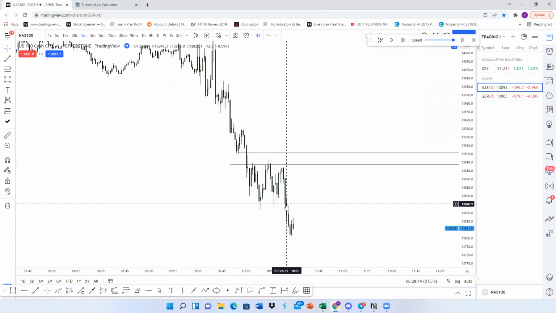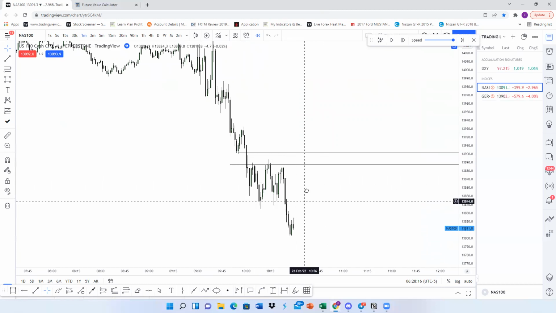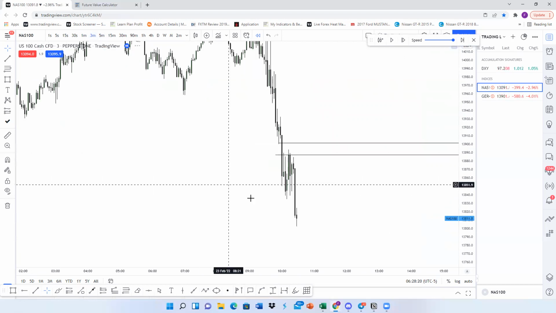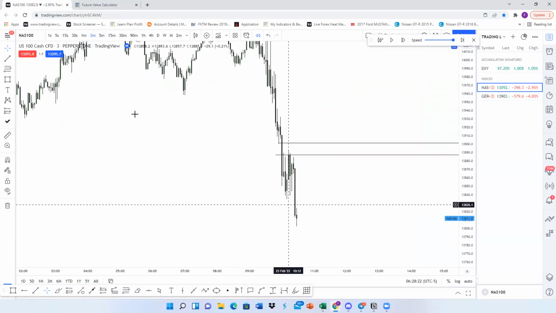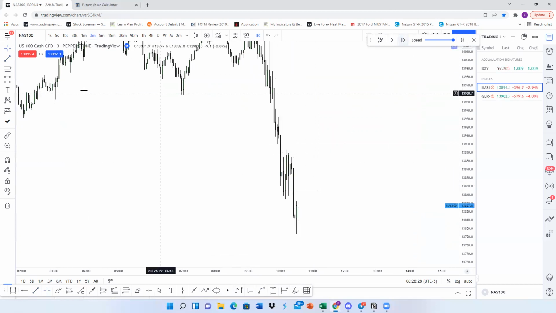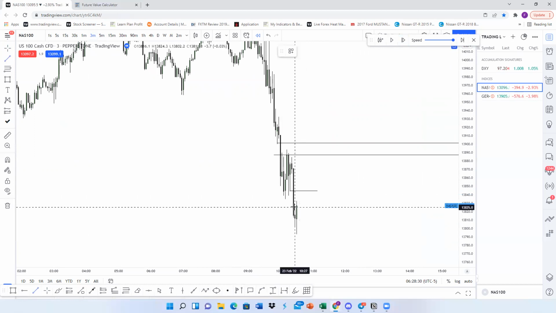Okay. Now we break down. Are we breaking down with enough force? I don't think so. Okay, so we look at the 3-minute chart. Are we breaking down with enough force? Yes. We are breaking down with enough force. We are going to be thinking of this here for now. Play it forward. Okay. We got that.